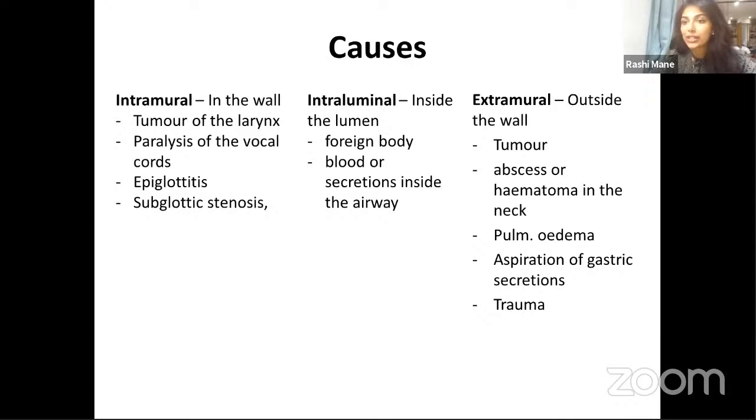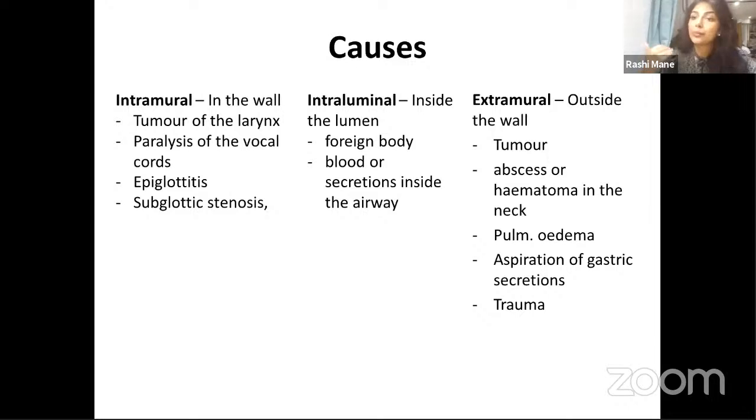Vocal cord damage usually happens in thyroidectomies, epiglottitis, and subglottic stenosis. So anything below the epiglottis, when that's stenosed, can cause an obstruction. Then you have intraluminal, which basically means inside the lumen, and this is usually caused by a foreign body or any secretions such as blood, excessive saliva, those types of things. And lastly, extramural is usually outside of the wall.